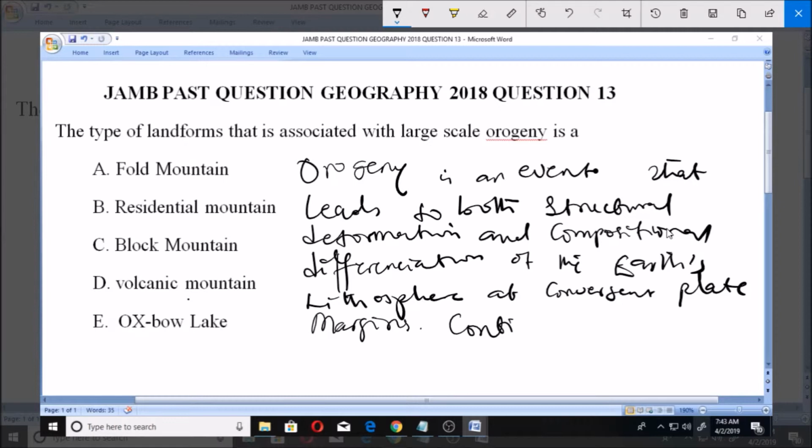It usually results in fold mountain. So orogeny usually results in fold mountain formation, as these are formed as a result of Earth's movement at certain level. We all know that fold mountains are formed due to Earth's movement. Whenever there is pushing of Earth to form mountains, that's how you get fold mountains. You have the Earth moving and folding up.